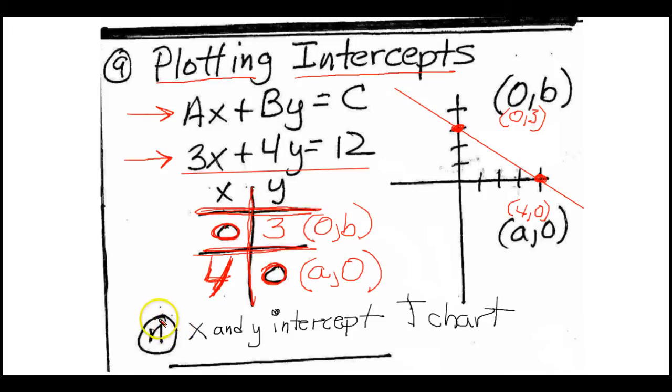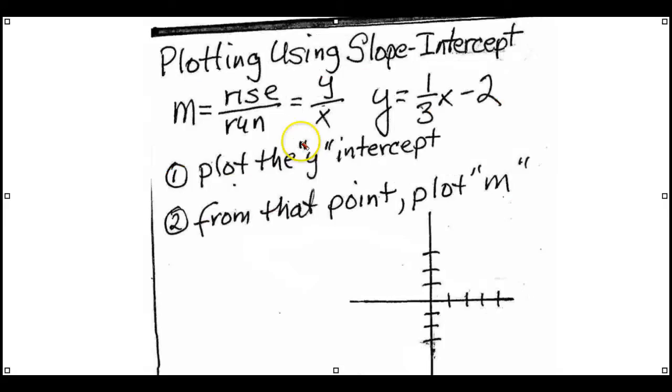And our value for n is just what is the name of this special t-chart. Well, it's called the x and y intercept t-chart. Very useful when the equation is in standard form. Now, for our last item on this review sheet or quiz sheet, however you want to look at it, is plotting a graph using slope-intercept.